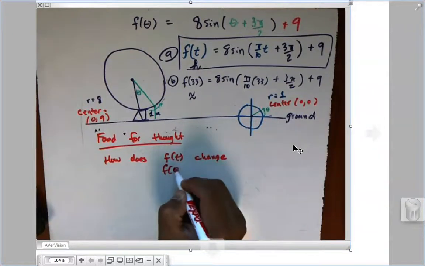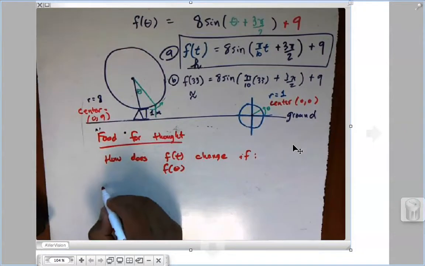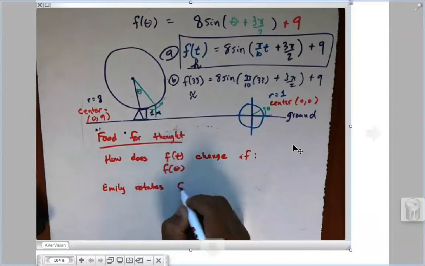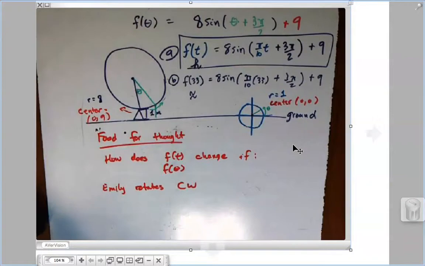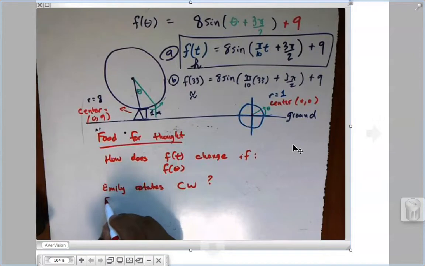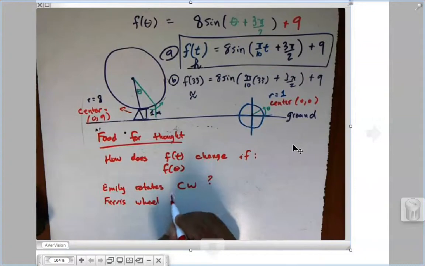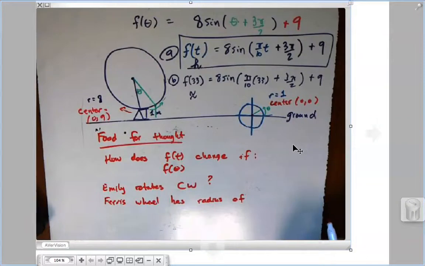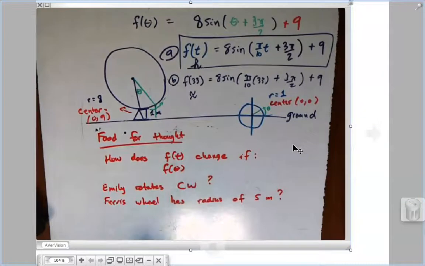Or we can also say f of theta change if, first, Emily rotates clockwise. So what if she goes this way instead? Will that make a big difference? How would it change if the Ferris wheel has a radius of, let's say, instead of 8 meters, what if it had a radius of 5 meters? What would that do to it?